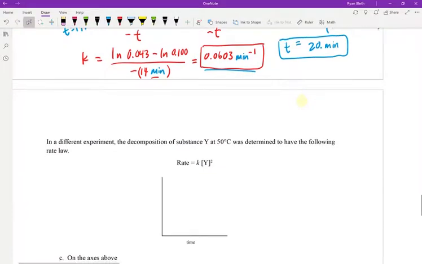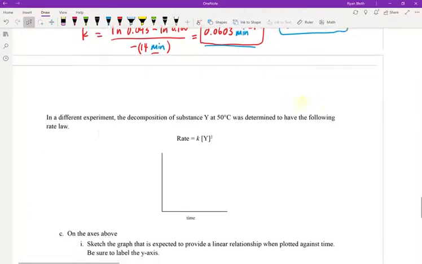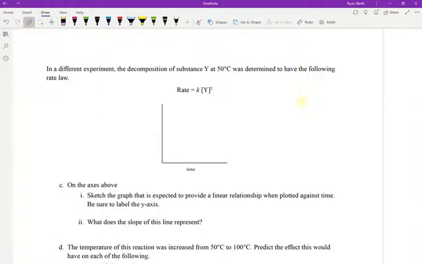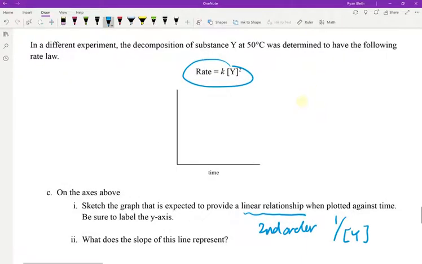In a different experiment, the decomposition of substance Y at 50 degrees was determined to have the following rate loss. So it's second order with respect to Y. On the axes above, sketch the graph that's expected to provide the linear relationship. For second order, I remember that the linear one will be the reciprocal of the concentration, 1 over y. That would be my y value. 1 over y versus time will be my linear graph. So this will be 1 over the concentration of y versus time. That'll give me a linear graph.